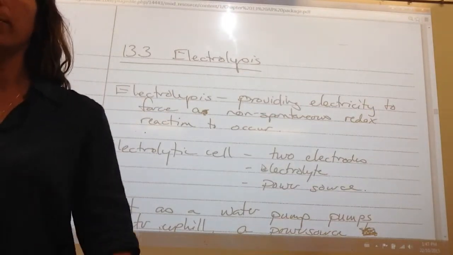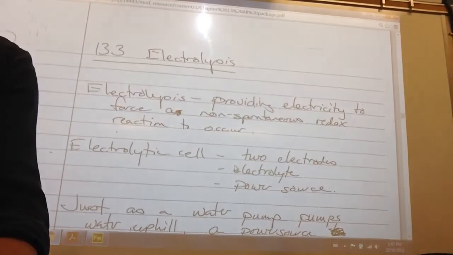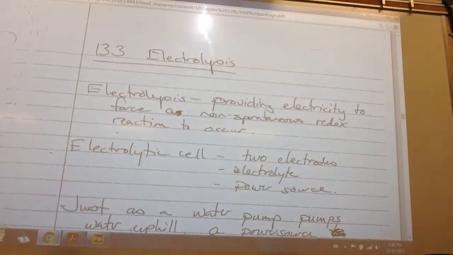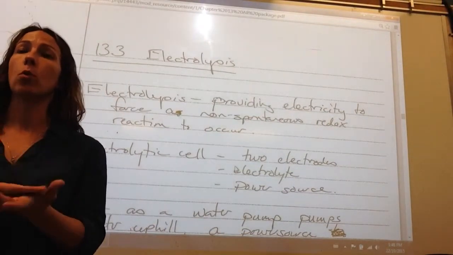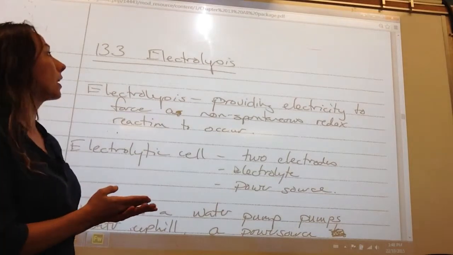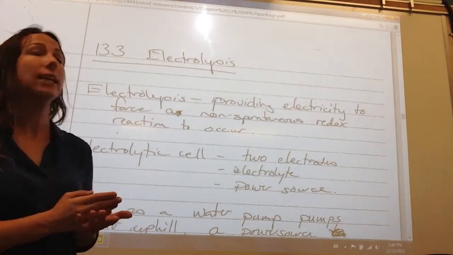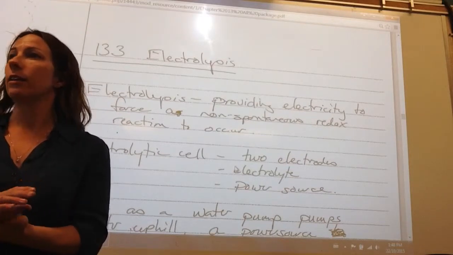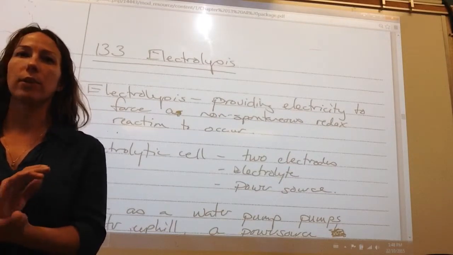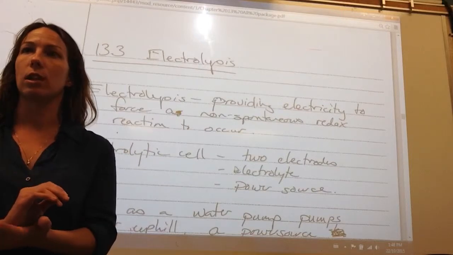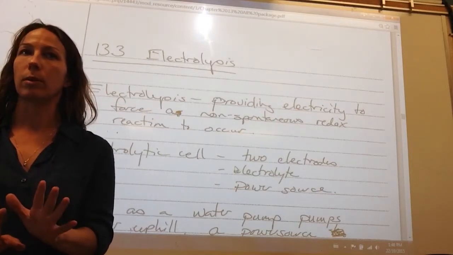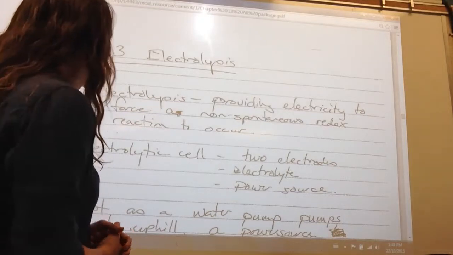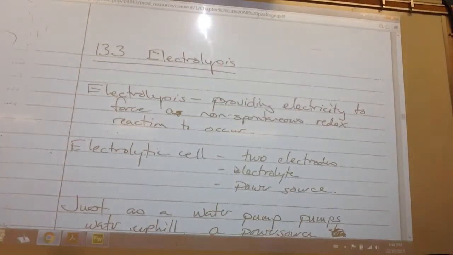So we've just finished talking about voltaic cells, and there have been some definitions like electrode, electrolyte. We're about to experience some more words that get muddled up, like electrolysis, electrolytic cell, and electrolyte in the electrochemistry unit. They all sound very similar, and so you need to write yourself a list to sort them out. Right. So electrolysis. Electrolysis is providing electricity to force a non-spontaneous redox reaction to occur.